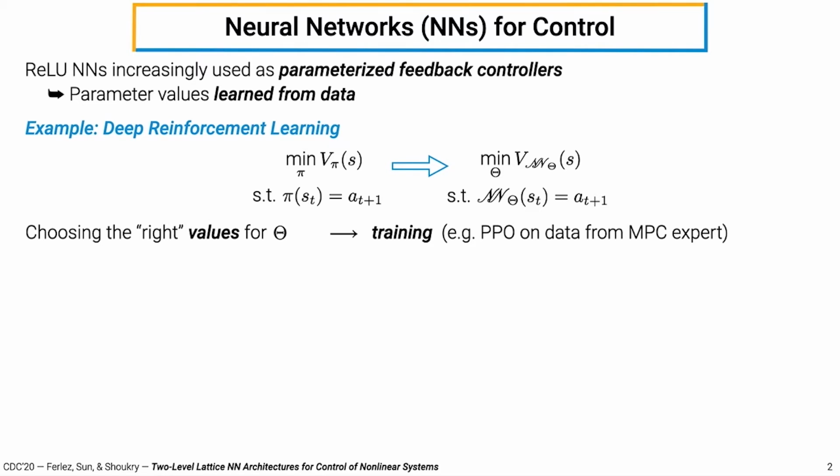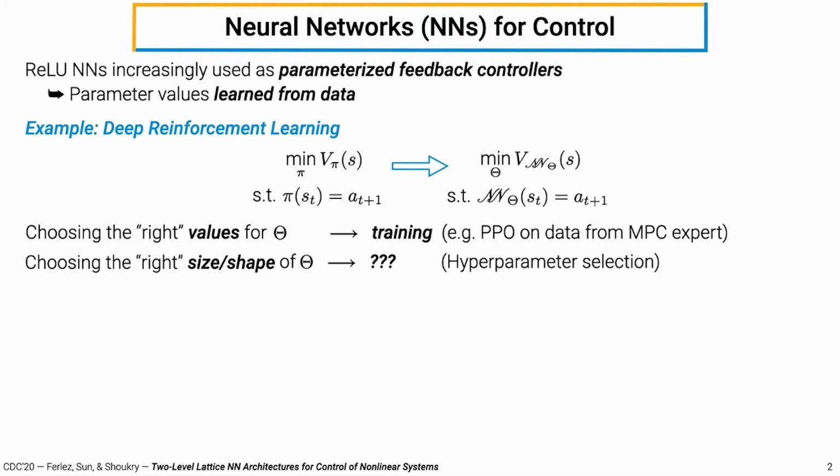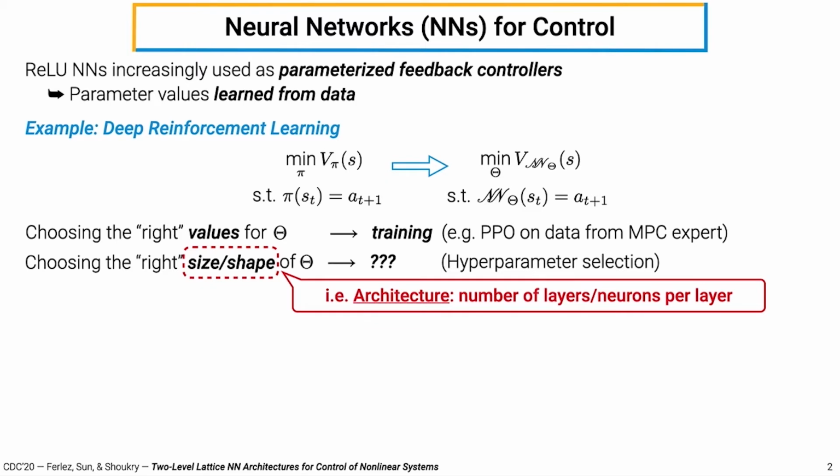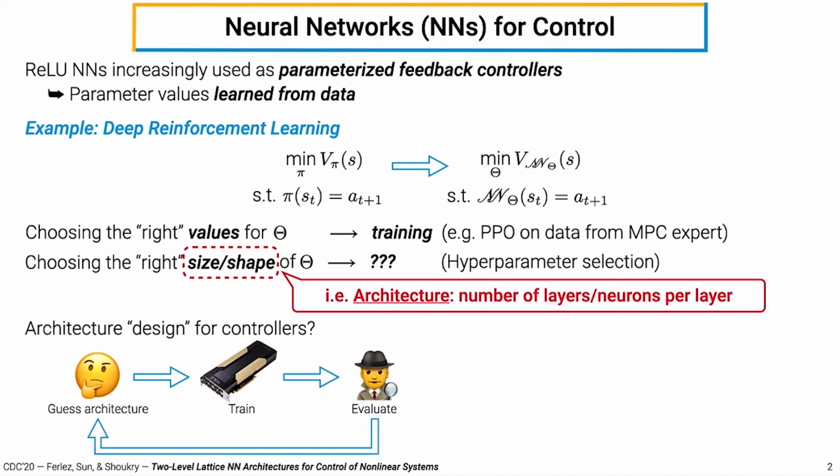However, choosing the number and arrangement of neurons in the neural network, that is its architecture, has been less well studied. By contrast, this is a hyperparameter selection problem. In fact, the typical way of designing neural network architectures merely exploits what we know about training. It starts by guessing an architecture, training that architecture on some data, and then evaluating the resulting controller in closed loop. Then, depending on the performance of that closed loop controller, you may have to guess a new architecture, train, and evaluate, and so on and so forth.